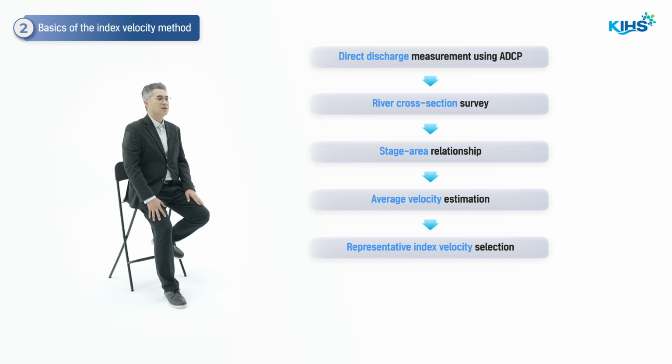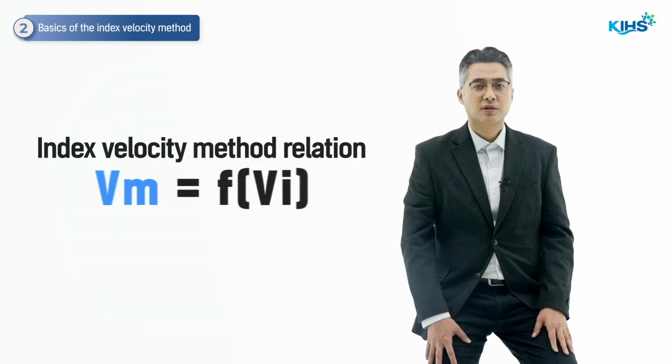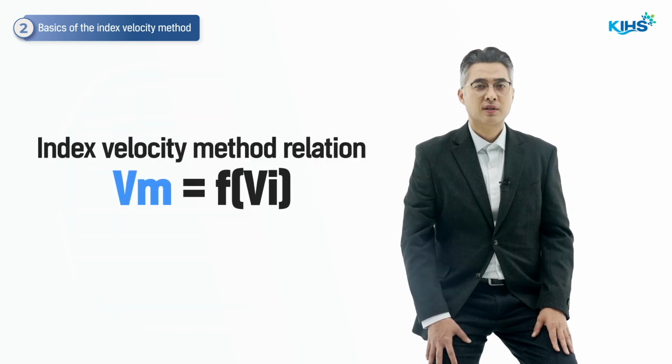In general, index velocity is set at a stable and representative location within a river. It is often taken from the section where maximum velocity occurs. The sixth step is regression analysis to define the relationship between index velocity and mean velocity. Once the regression is defined, mean velocity can be estimated from index velocity alone. Multiplying it by the cross-sectional area gives real-time discharge.